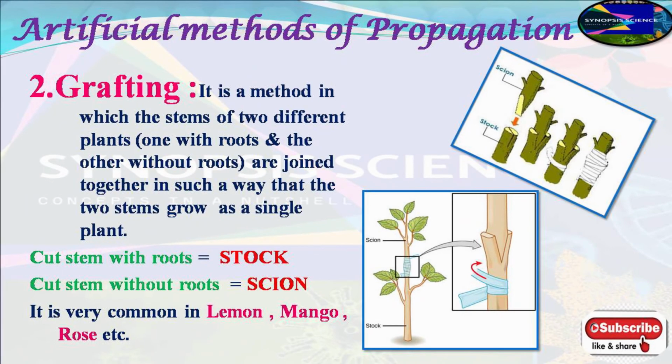The next one is grafting. Grafting involves the stems of two different plants. One is with root, called stock, and the other without root, called scion. The scion and stock are firmly tied together. The stock supplies water and minerals to the scion. In due course, new cells develop in the area where they are joined and a new variety of plant develops. This is very common in plants such as rose, mango, guava, lemon, etc.